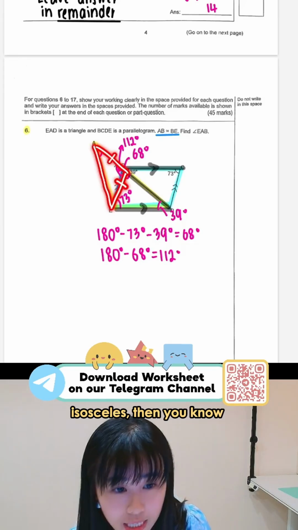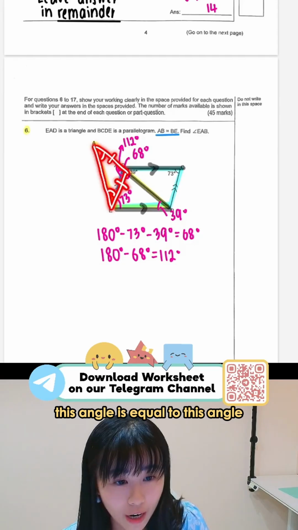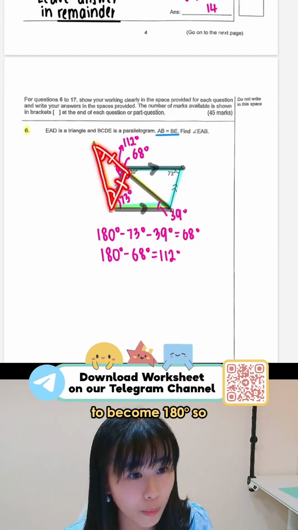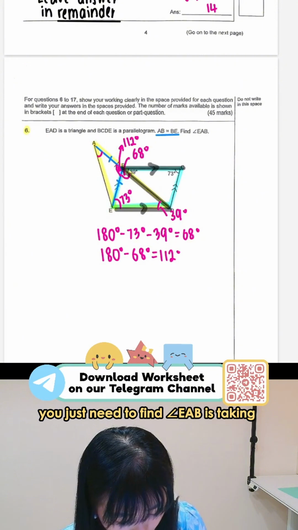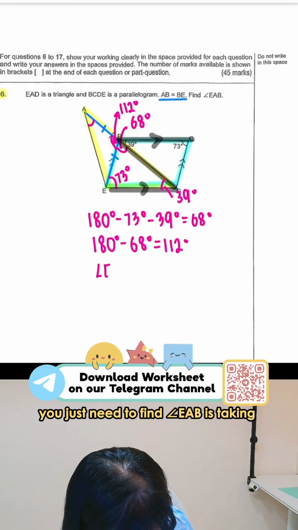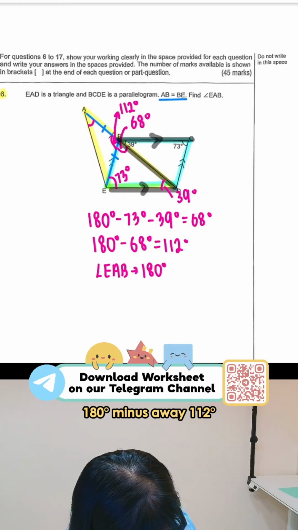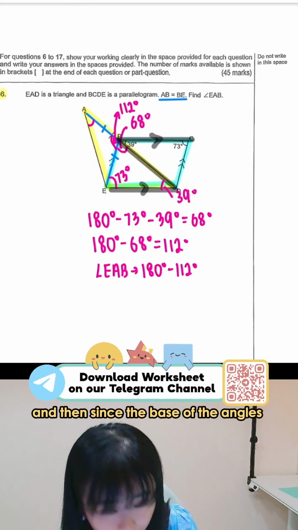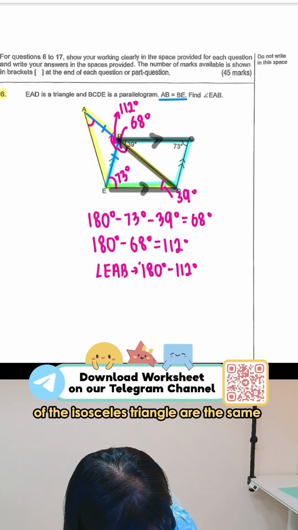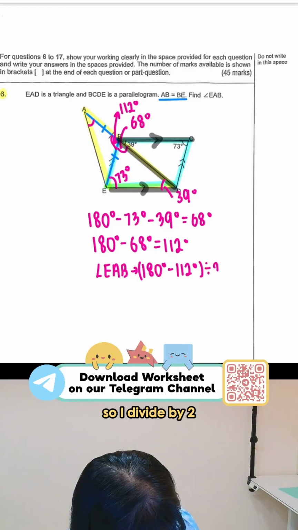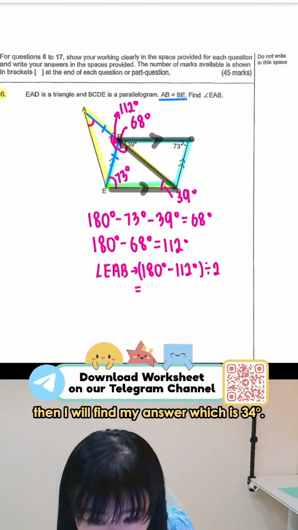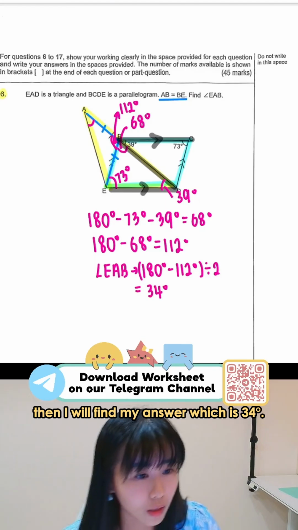So you got 112, actually you already know, like this. Okay, isosceles, then you know this angle is equal to this angle, right? And all the three angles add up to become 180. So you just need to find angle EAB, taking 180 degrees minus away 112 degrees. And then since the base angles of the isosceles triangle are the same, I divide by 2, then I will find my answer, which is 34 degrees.